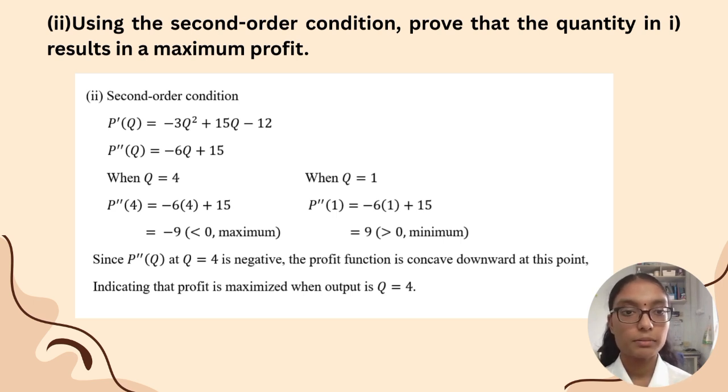In conclusion, because the second derivative at Q equal to 4 is negative, we have proven that the profit function is at its highest point. Therefore, to achieve maximum profit, the output must be exactly 4 units.